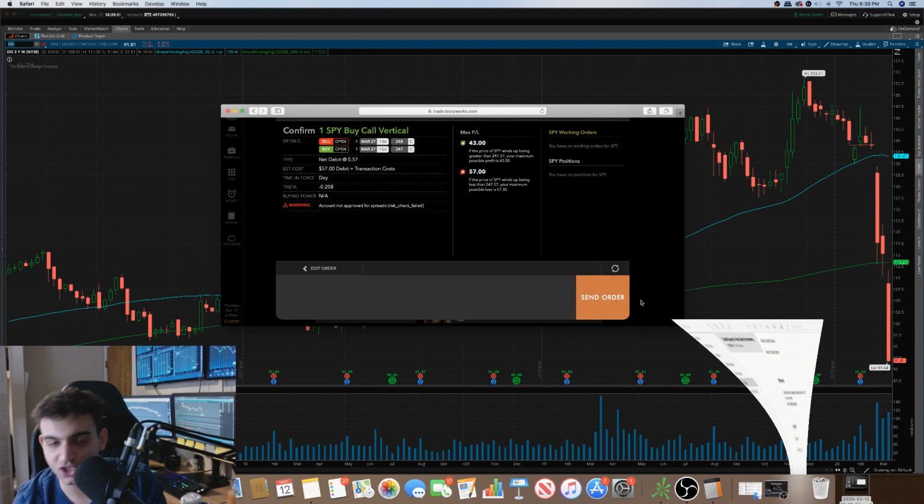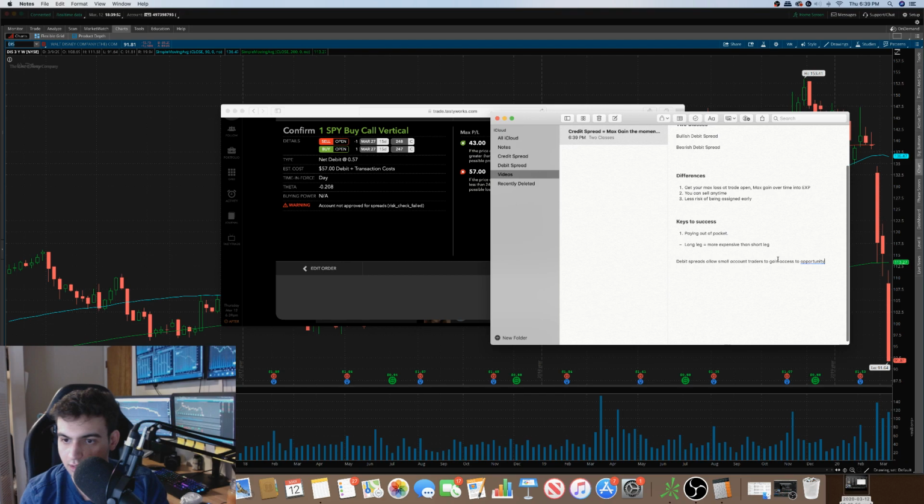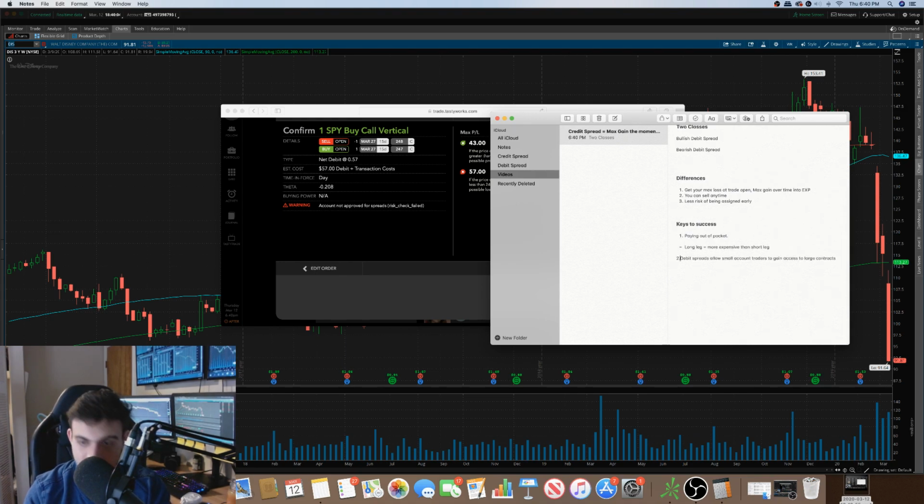So the advantages of a spread is that debit spreads allow small account traders to gain access to opportunity, or to gain access to large contracts, right? So that is the advantage here. The key to success, or another key to success, I guess we can add that to the keys to success pile, is that debit spreads allow small account traders to gain access to large trades.